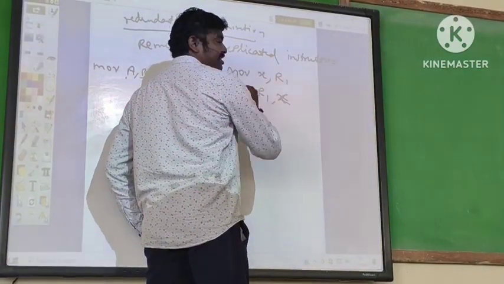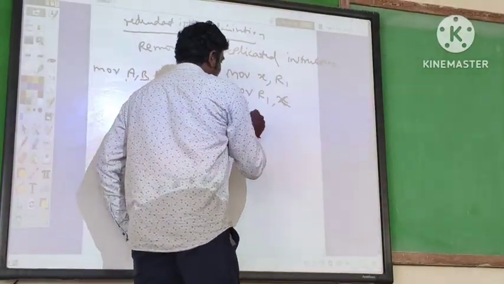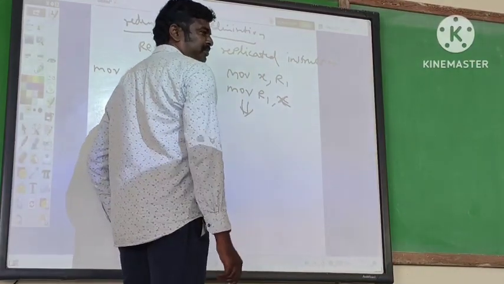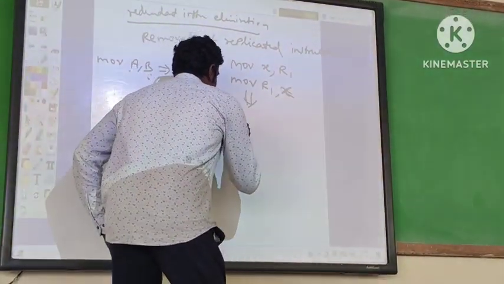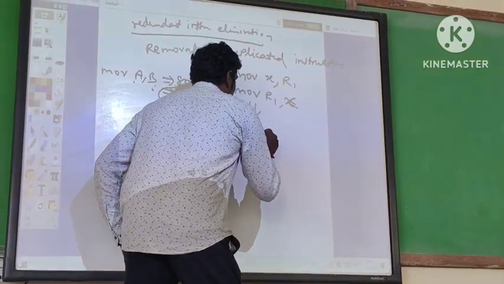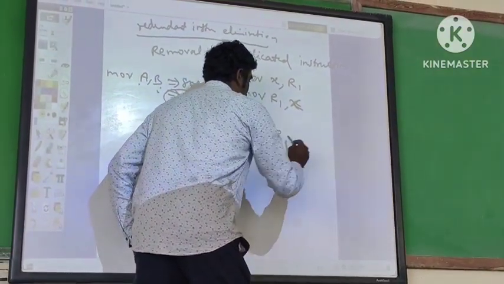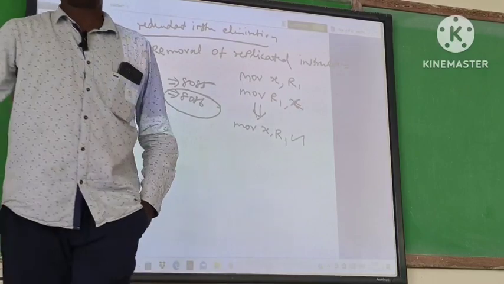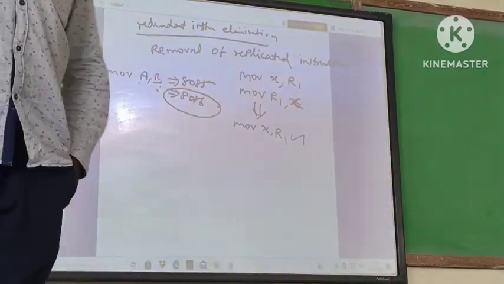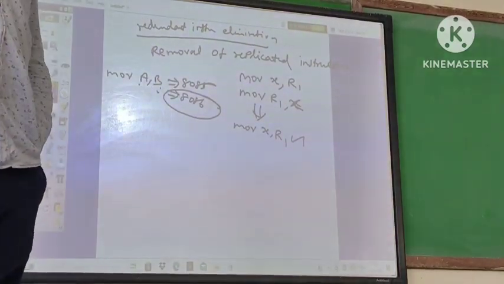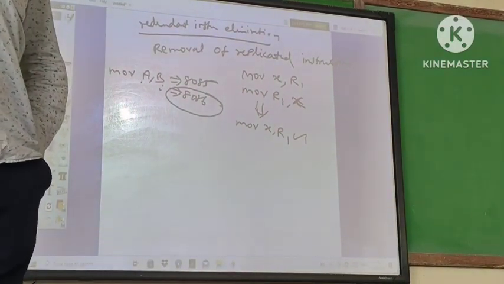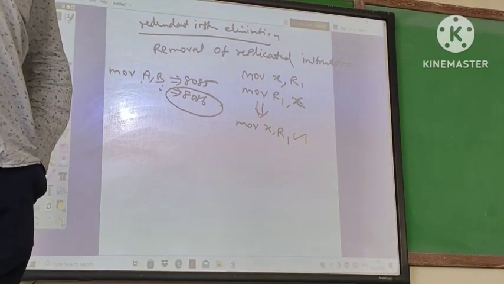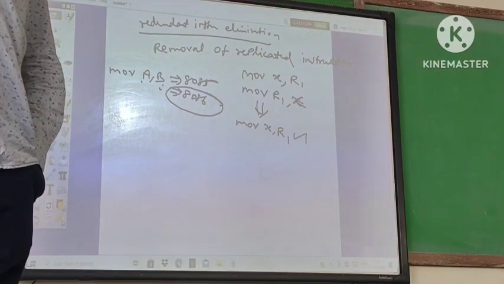redundancy in the instruction. So in this case, I can remove one instruction. Try to remove the second instruction. So what will be the answer? MOV X comma R1. That's it. If there is a redundancy in the instruction, remove it. So this is the first step. Clear?